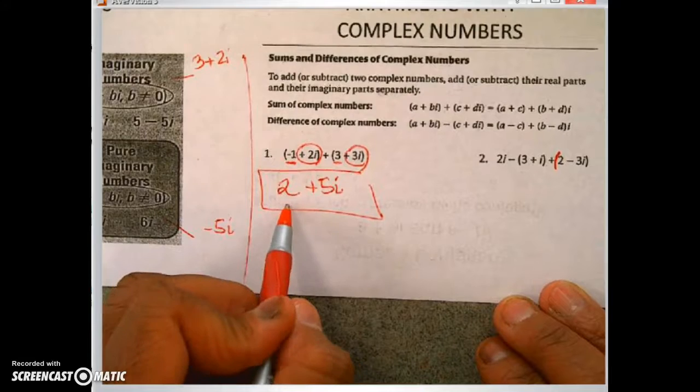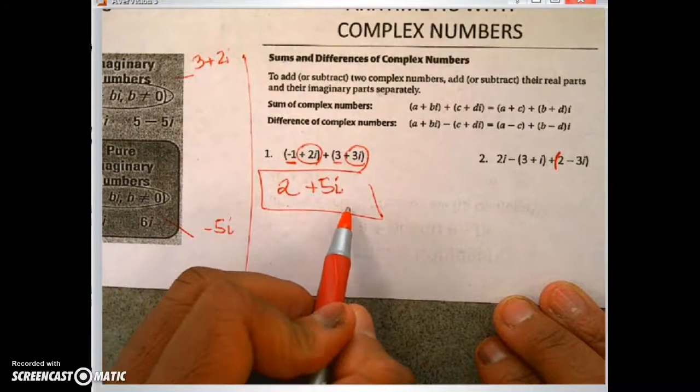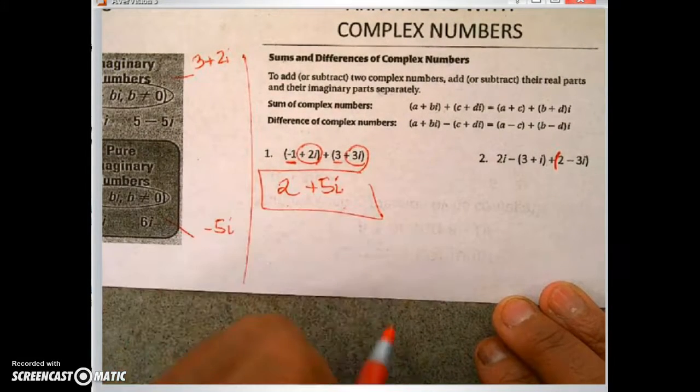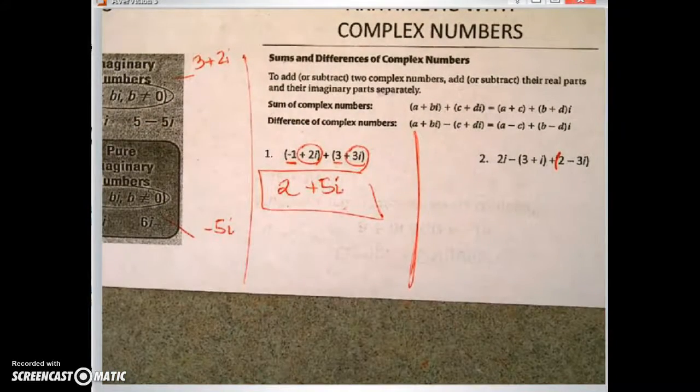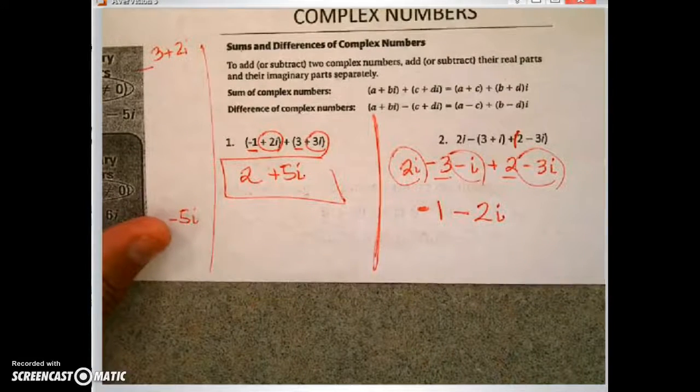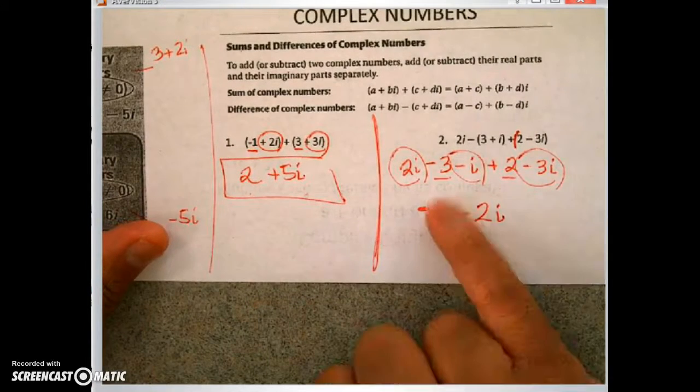Main thing here is making sure that you put it real and then the imaginary. This is standard form. Take a moment if you would please and press pause and then try number 2 on your own. Okay, so I just distributed that negative right here and here.